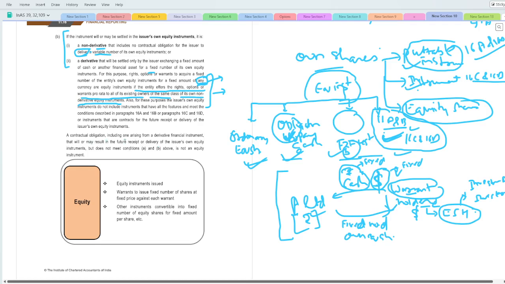Okay, so contractual obligation, this is done. Equity instrument issued, warrants, this is what I've explained, and other instruments convertible into a fixed number of equity shares for a fixed amount of cash. Where both legs have fixed cash and a fixed number of shares to be received, only then will it become your equity instrument. So the example I gave you in options, that if you have purchased a call option.